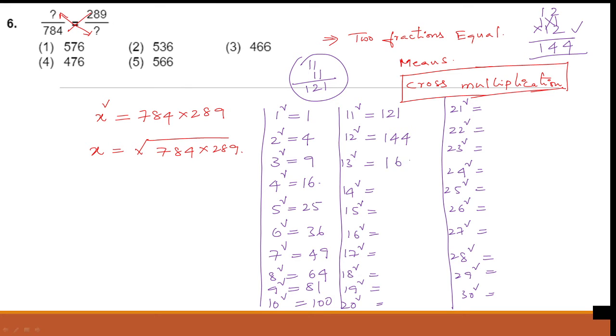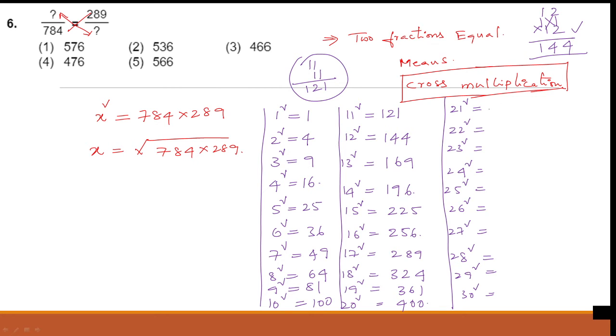What is 13 square? 169. 14 square, what is 14 square? 196. 15 square is 225. 16 square is how much? 256. 17 square is 289. 18 square is 324 and 19 square is 361. 20 square, you know, that is 400.